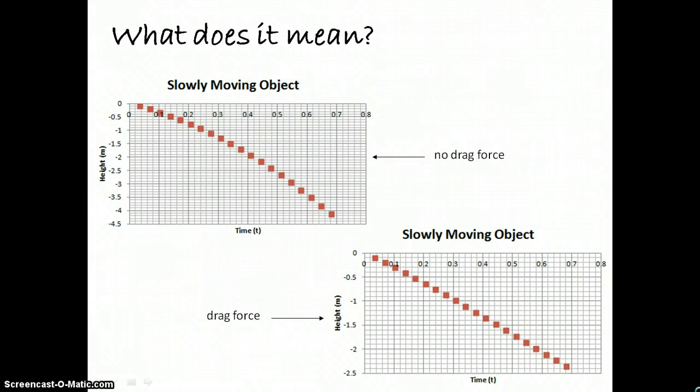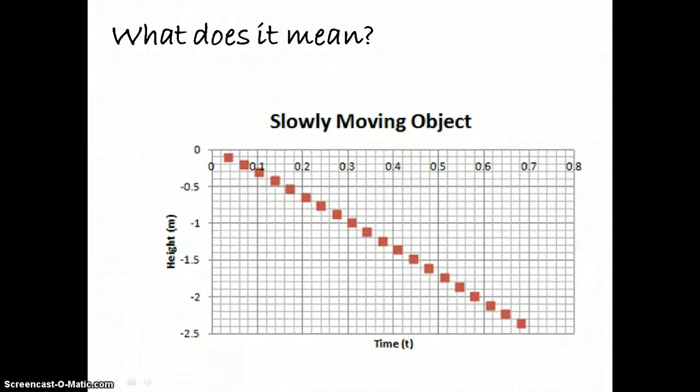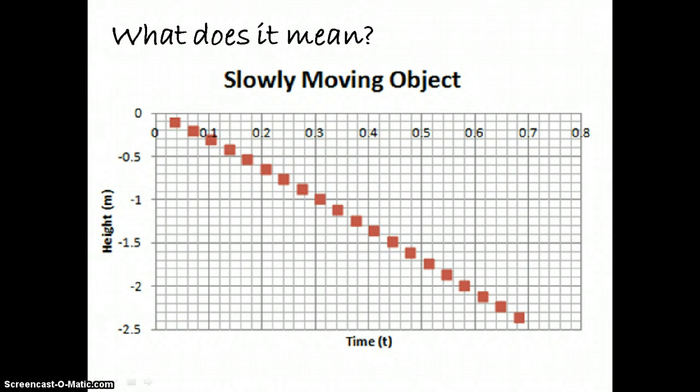For the what does it mean question, it asks which model predicts terminal velocity, the one with no drag force or the one with drag force. Clearly, it is the model with drag force. Velocity is the slope of position in time, and it can be seen that this graph has a constant slope, indicating constant or terminal velocity.